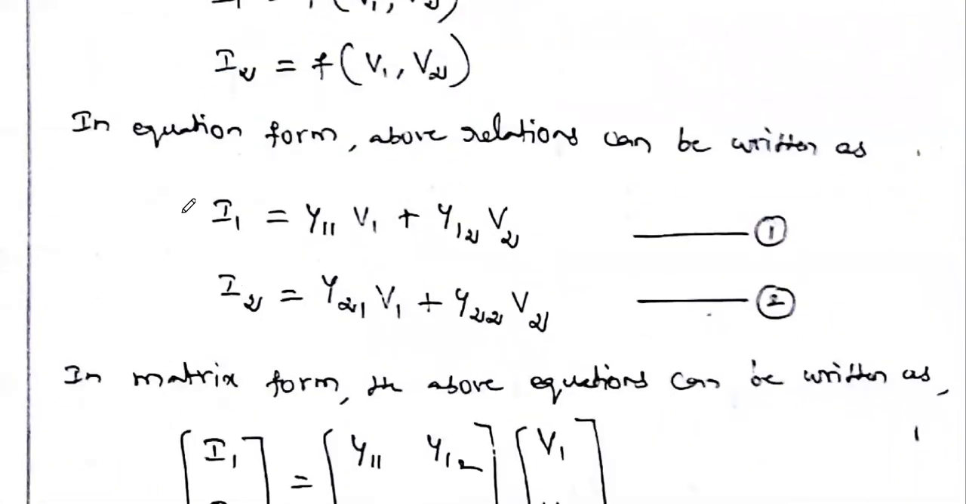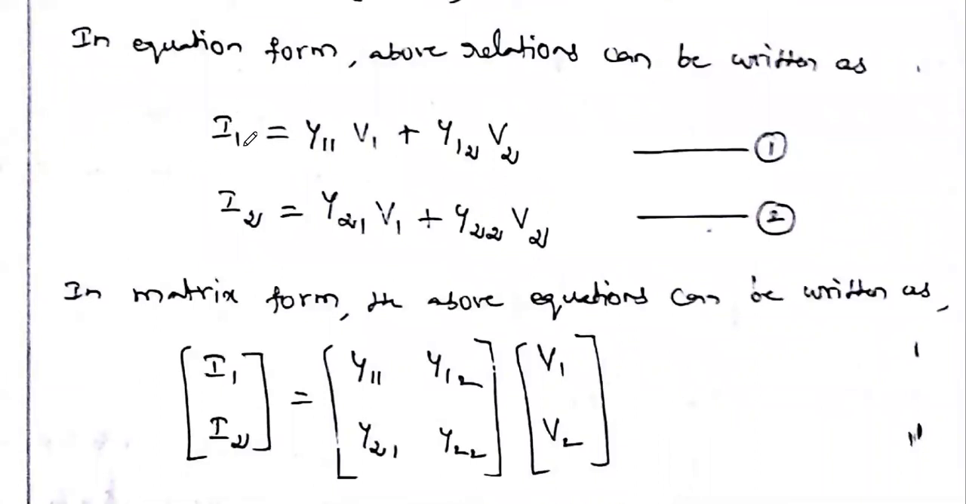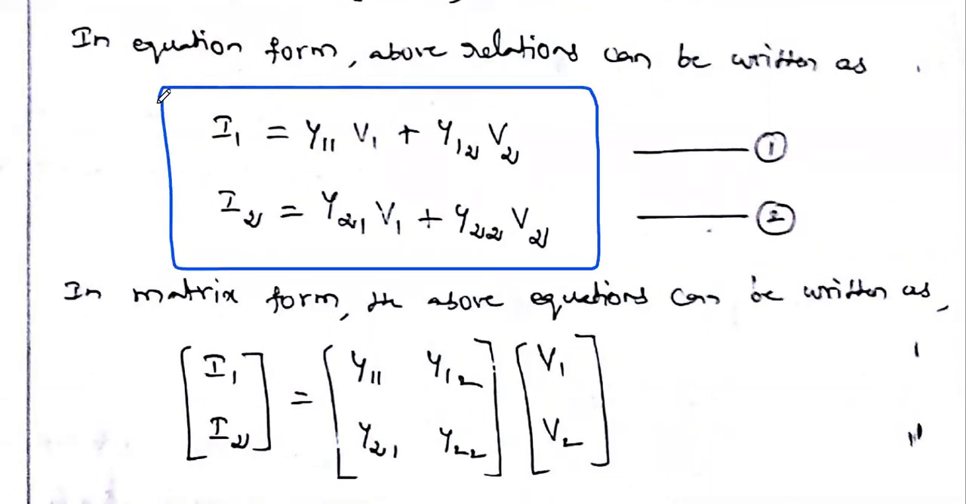Then we can write the full form of the Y parameter equation. The input current I1 can be written as Y11 into V1 plus Y12 into V2. Similarly, the second port current I2 is Y21 into V1 plus Y22 into V2. These two equations are called the Y parameter equations, or admittance parameter equations. These four values, Y11, Y12, Y21 and Y22, are called the admittance parameters.